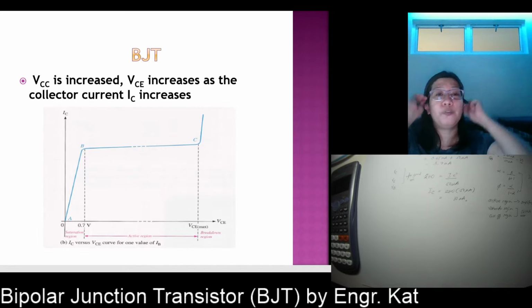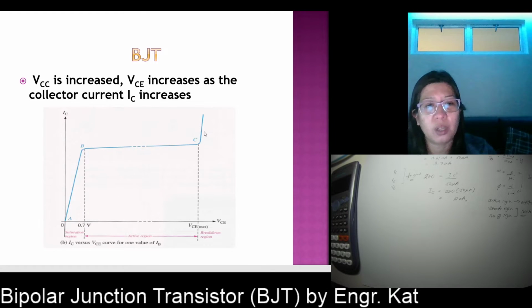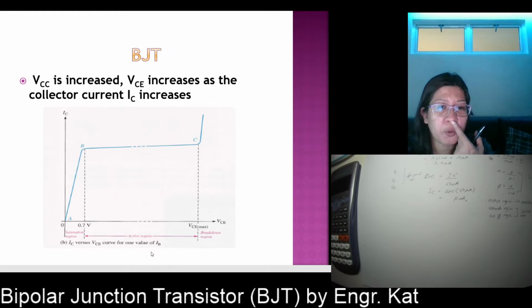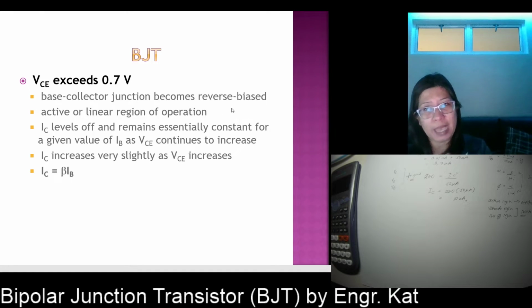Now, your VCC is increased. As your VCC is increased, your VCE increases as the collector current also increases. So this is the IC versus VCE curve for one value of your IB. Okay, so this is your saturation region, maximum current, and this is your breakdown region. As your VCE exceeds 0.7, your base collector junction becomes reverse biased.